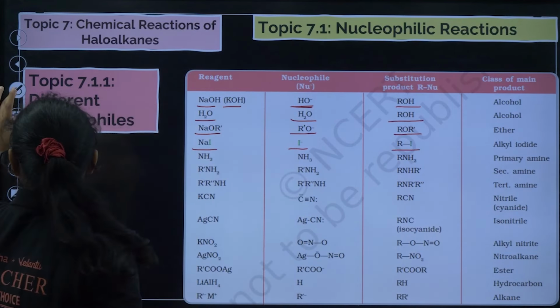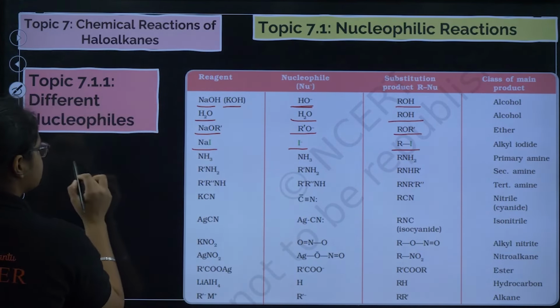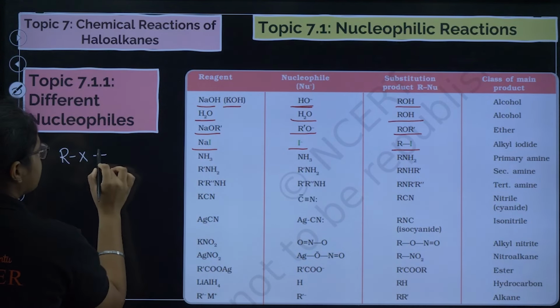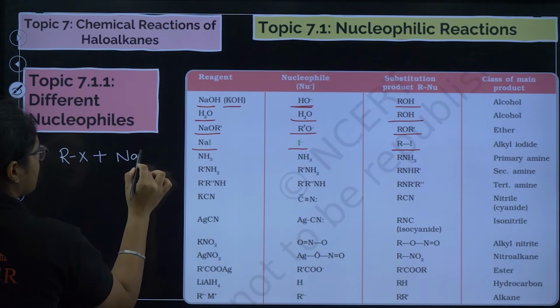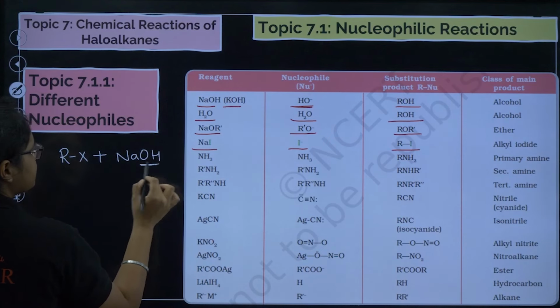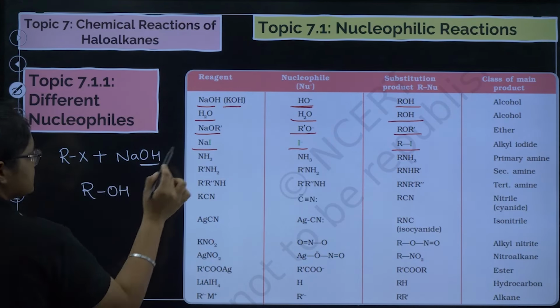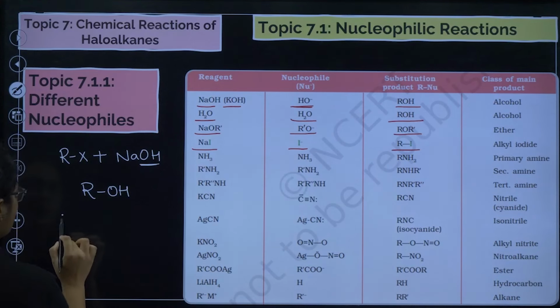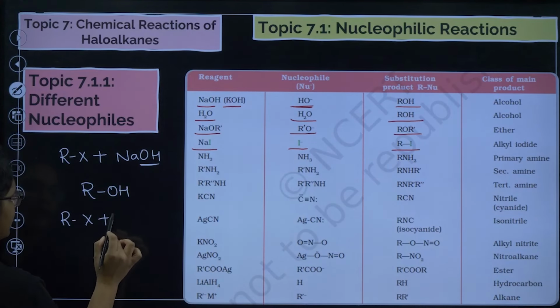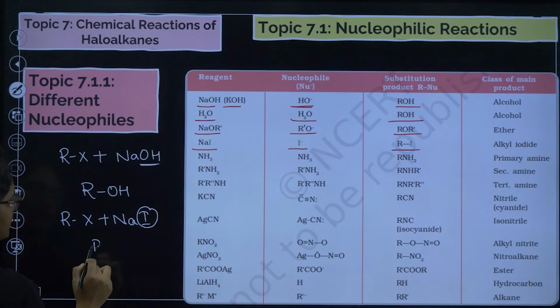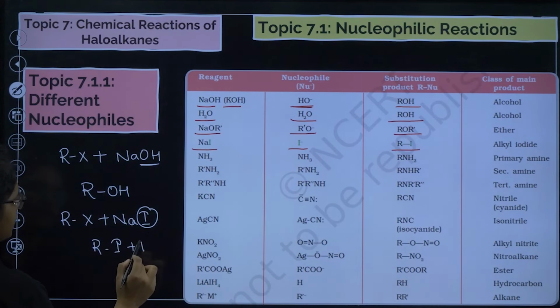Just imagine what I'm saying. Take the first one: you have RX, and I have taken NaOH. This OH minus is my nucleophile, it will attack here, and I'll get ROH. Similarly, if I have RX and I'm writing NaI here, I minus is my nucleophile, it will attack here, and I'll get RI plus NaX.